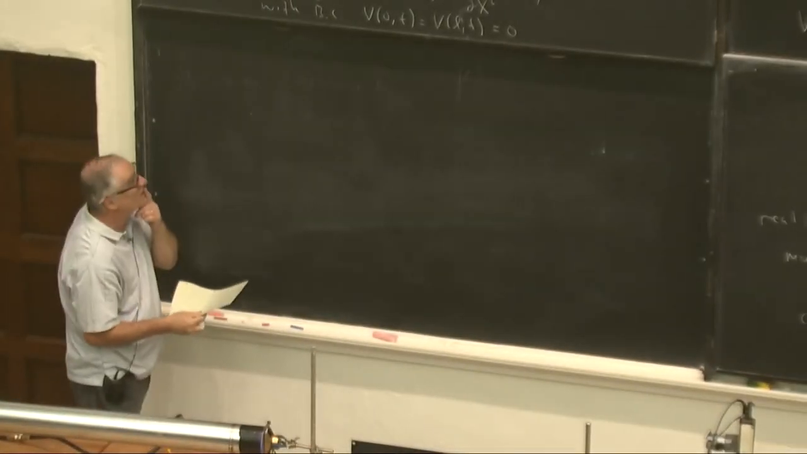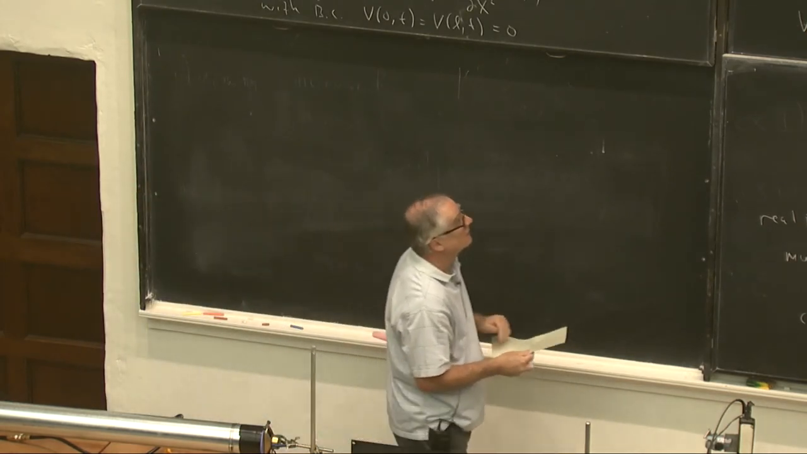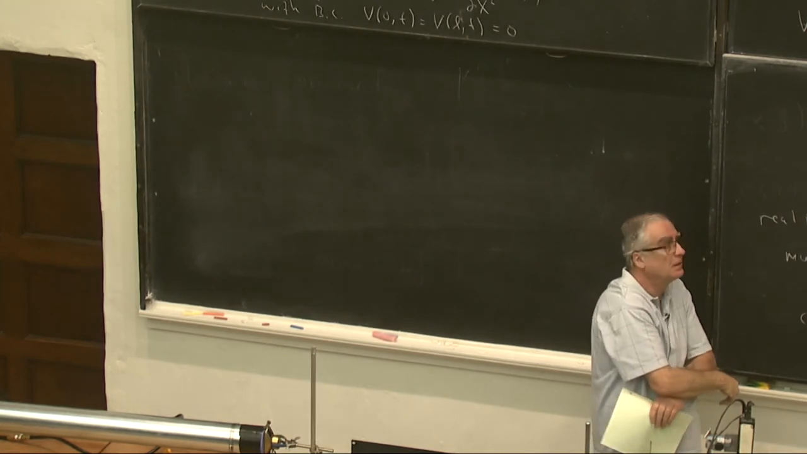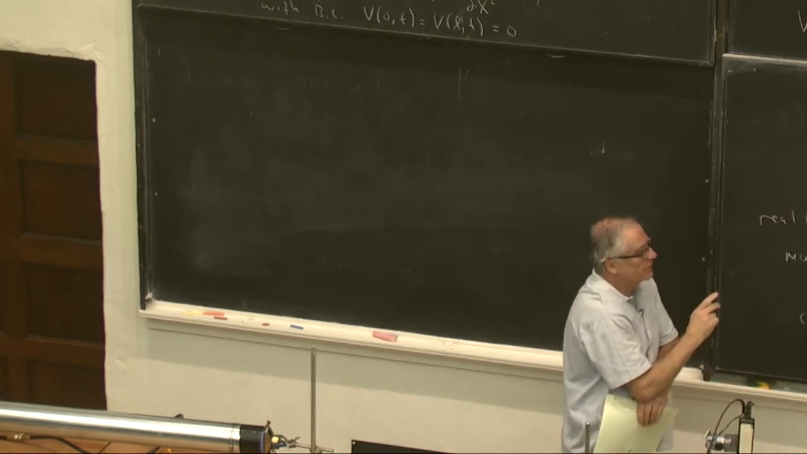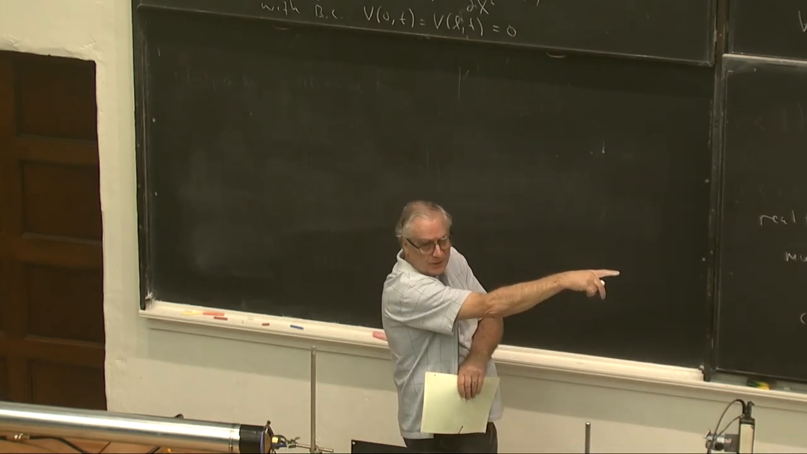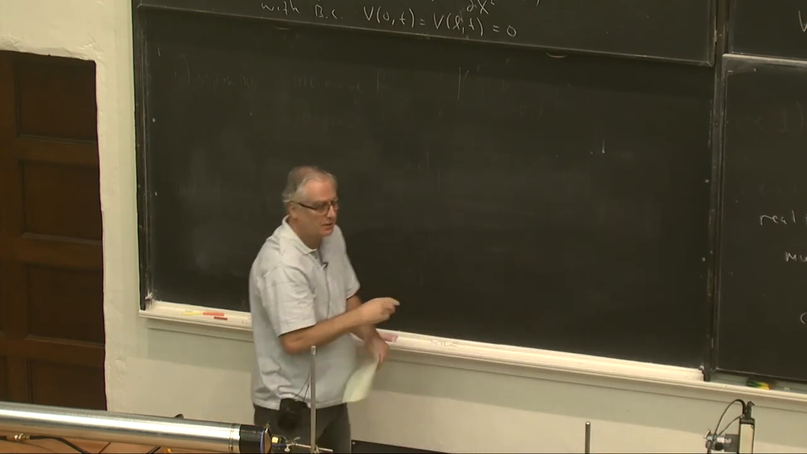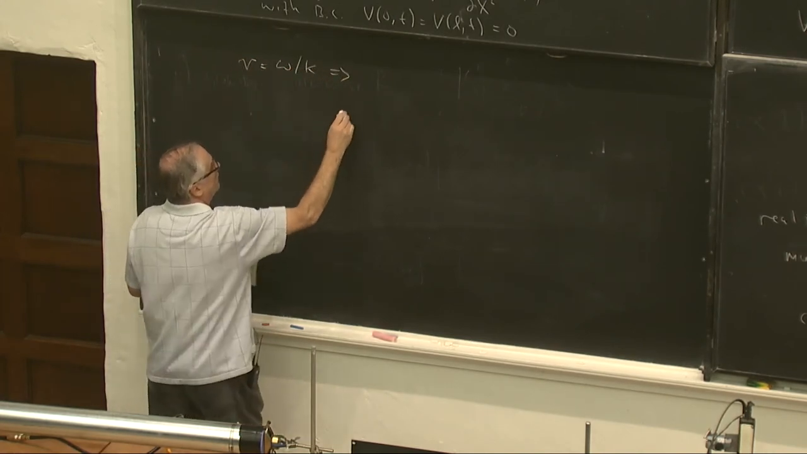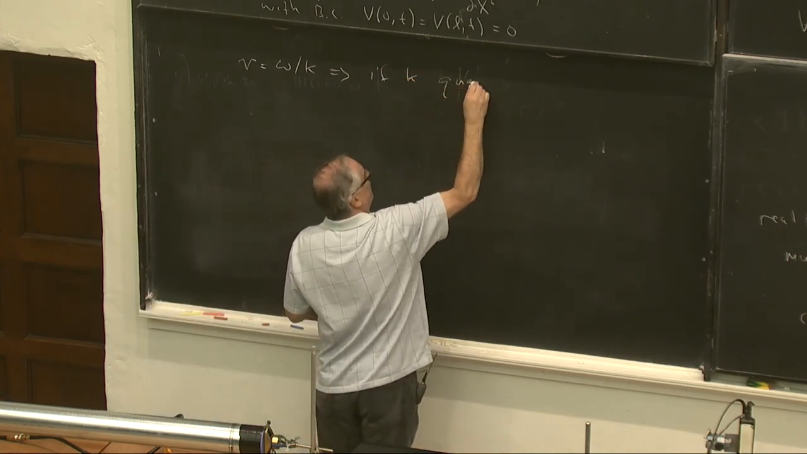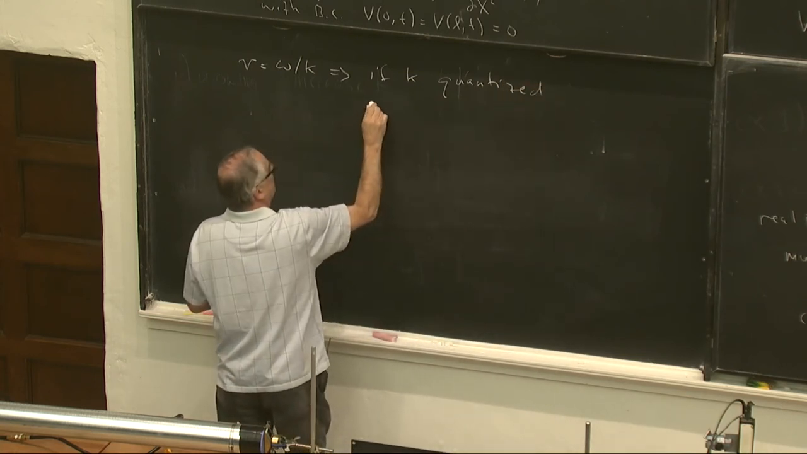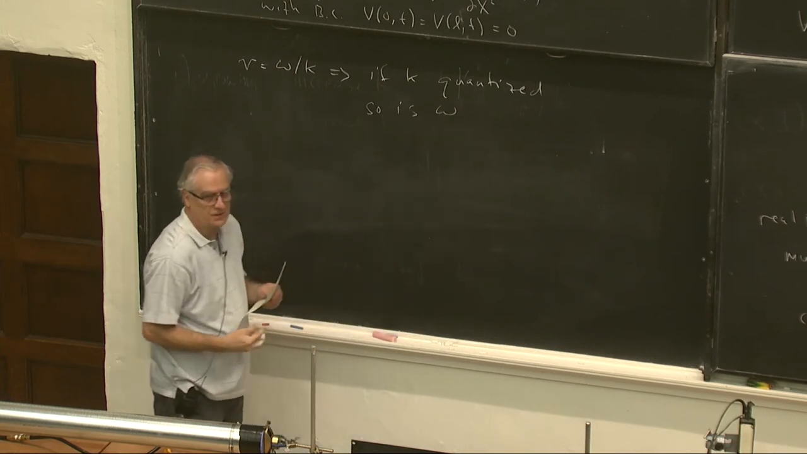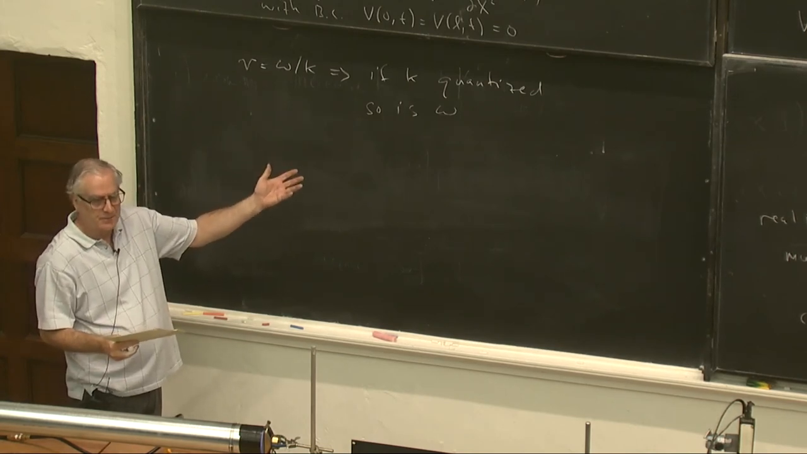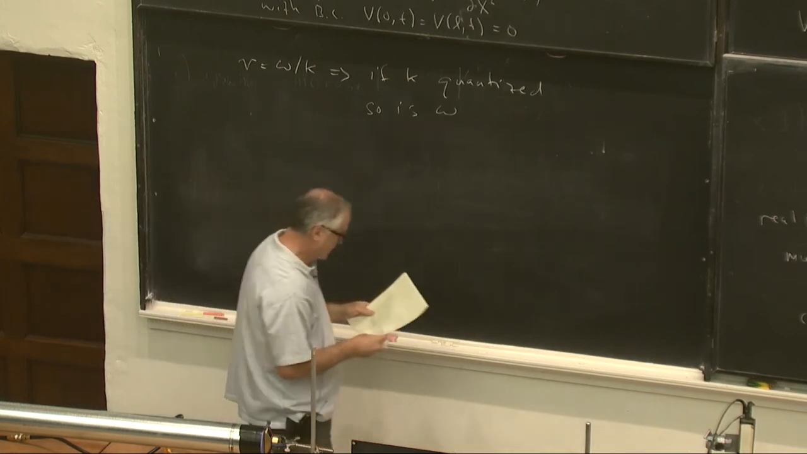So we have the speed of the wave, which is the property of the medium, is omega over k. So if k is quantized, by which I mean takes on discrete values, then so is the frequency omega. Just like in quantum mechanics. Quantum mechanics is all about waves. This is the kind of thing that quantization in quantum mechanics comes from. It comes from boundary conditions. Okay. But we digress.